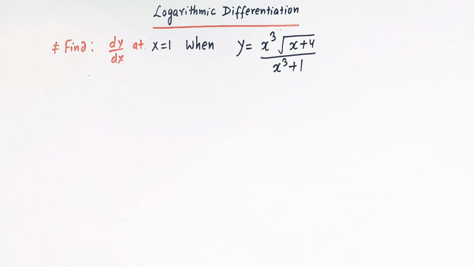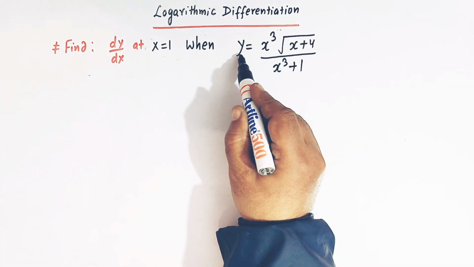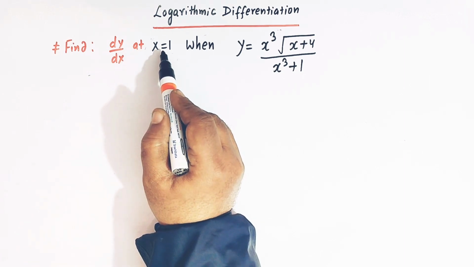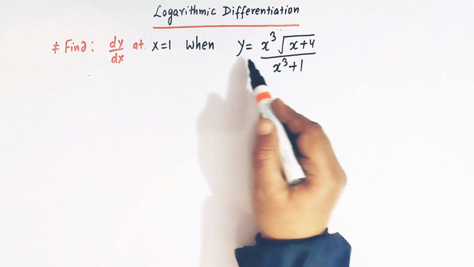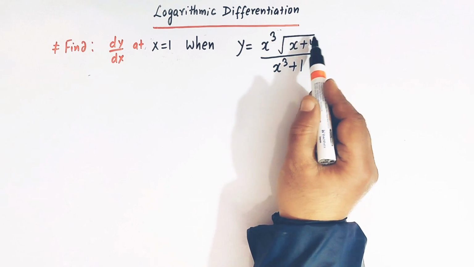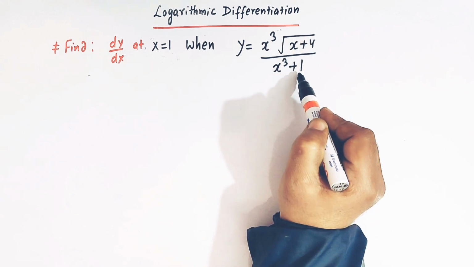Hello viewers, in today's class we are going to discuss another problem from logarithmic differentiation. In this problem we have to find the derivative of y with respect to x at x is equal to 1, right? So we have to differentiate this function y, which is equal to x cube times the square root of x plus 4 divided by x cube plus 1, right?